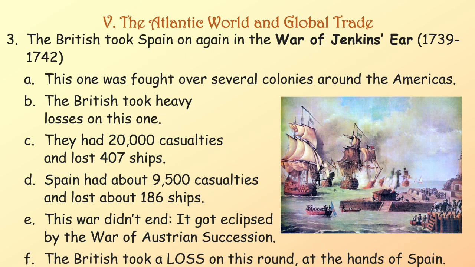The British took Spain on again in the War of Jenkins' Ear from 1739 to 1742. And this one was fought over several colonies around the Americas. And the British actually took heavy losses on this one. They had 20,000 casualties, lost 407 ships. And Spain actually came out on top with that one because they only had 9,500 casualties and they only lost about 186 ships. But this war didn't end. It actually just kind of got eclipsed by the War of Austrian Succession. The British took a loss on this round at the hands of Spain.